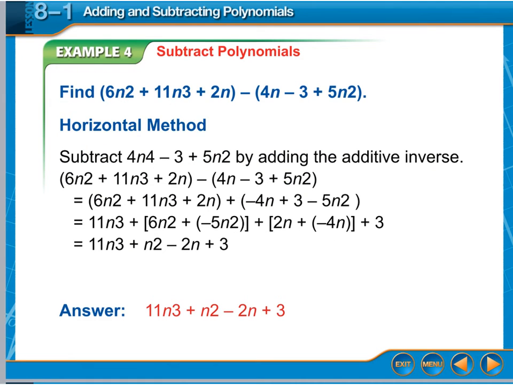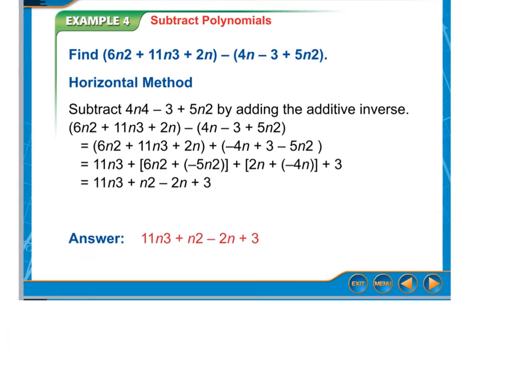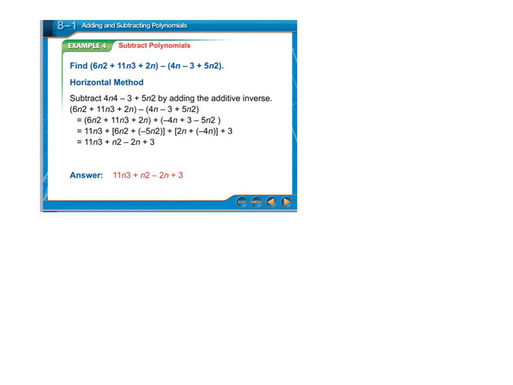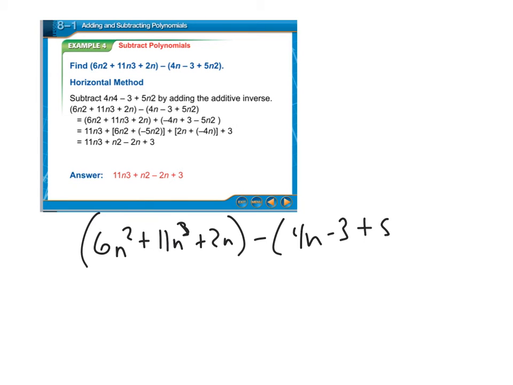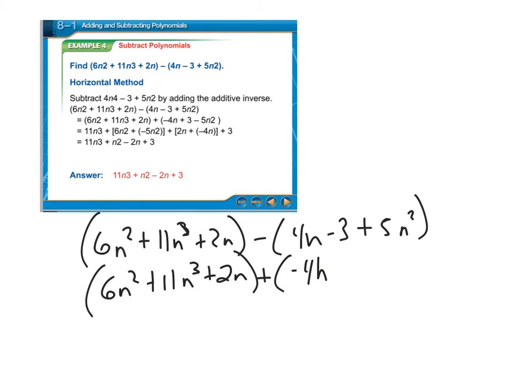All right, so let's try this one here. Let's make sure we know what we're doing. I'm going to shrink this down. I'm going to go 6n squared plus 11n cubed plus 2n, and then minus 4n minus 3 plus 5n squared. So now, the first thing I'm going to do when I have that minus sign is change it to a positive and then go through and change every sign of every term that's in there. Okay, so now I'm adding two trinomials here, and I'm just going to put their like terms together.